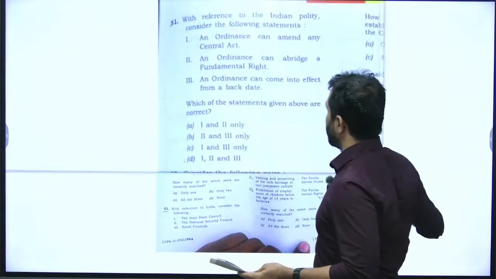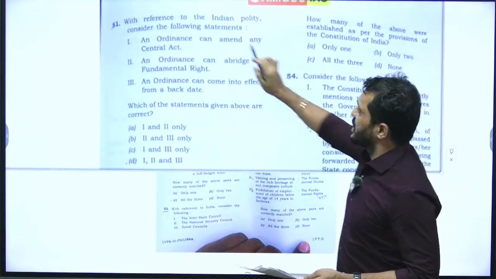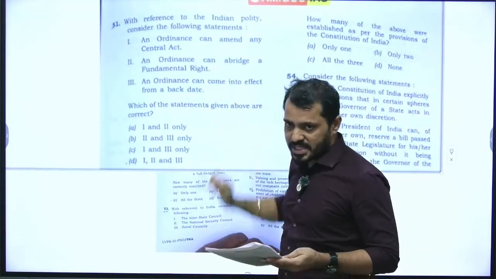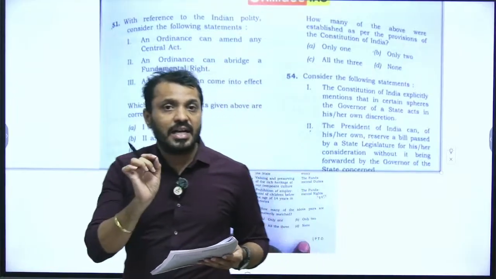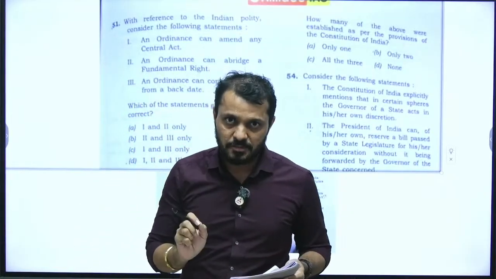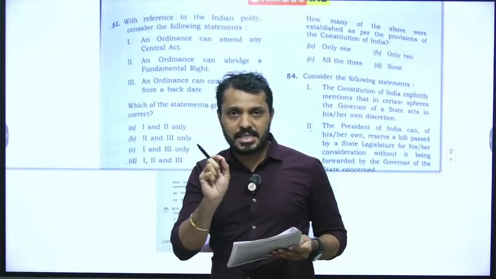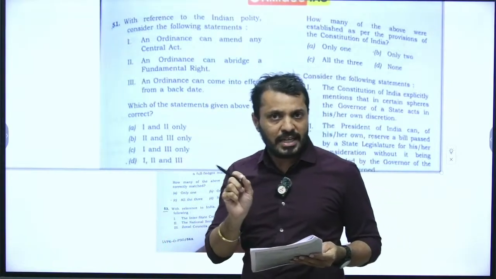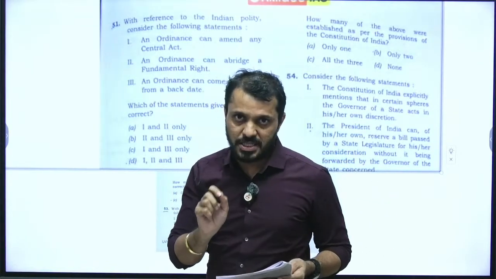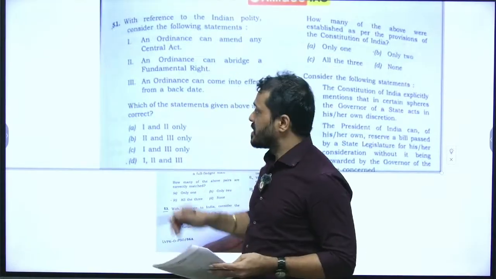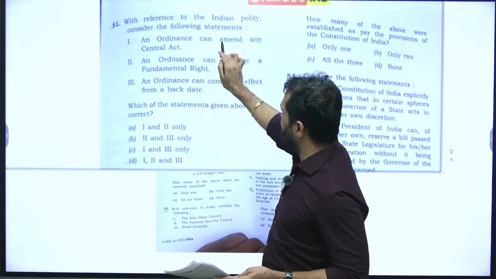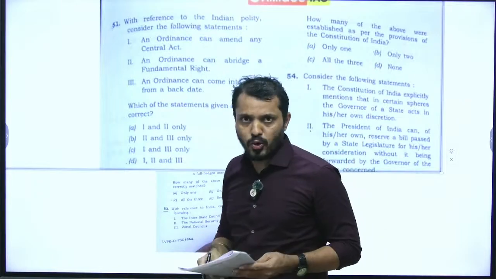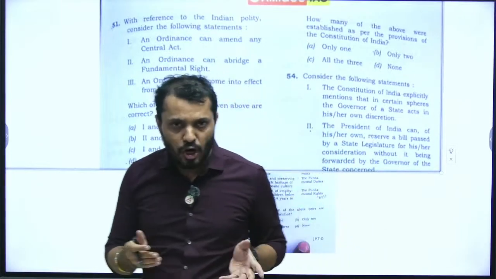Question number 51 reads: with reference to Indian polity, consider the following statements. This question is regarding the ordinance-making powers of the President. You all know that the President can promulgate an ordinance according to Article 123 on the advice of the Council of Ministers. Now let us see the statements. Statement number 1: an ordinance can amend any central act. Of course, a union law can be amended by an ordinance.